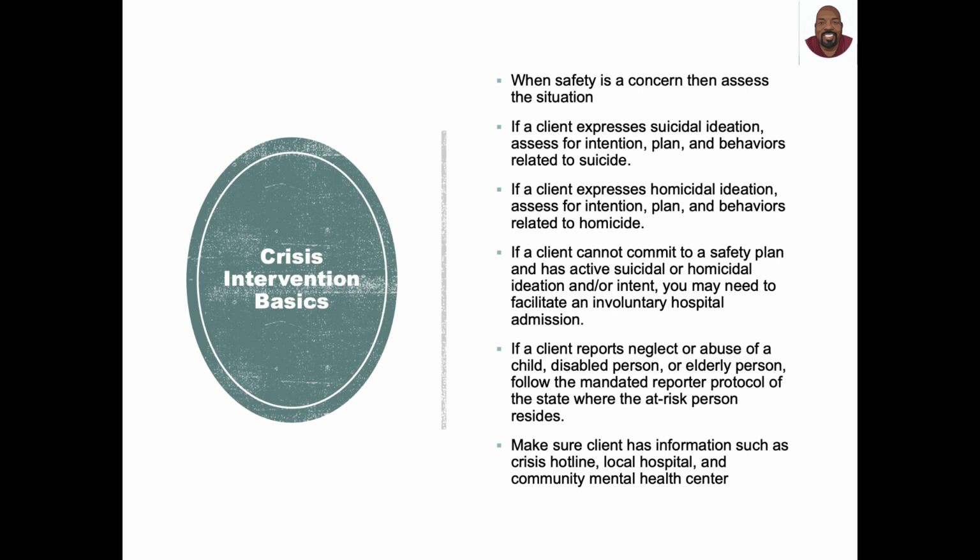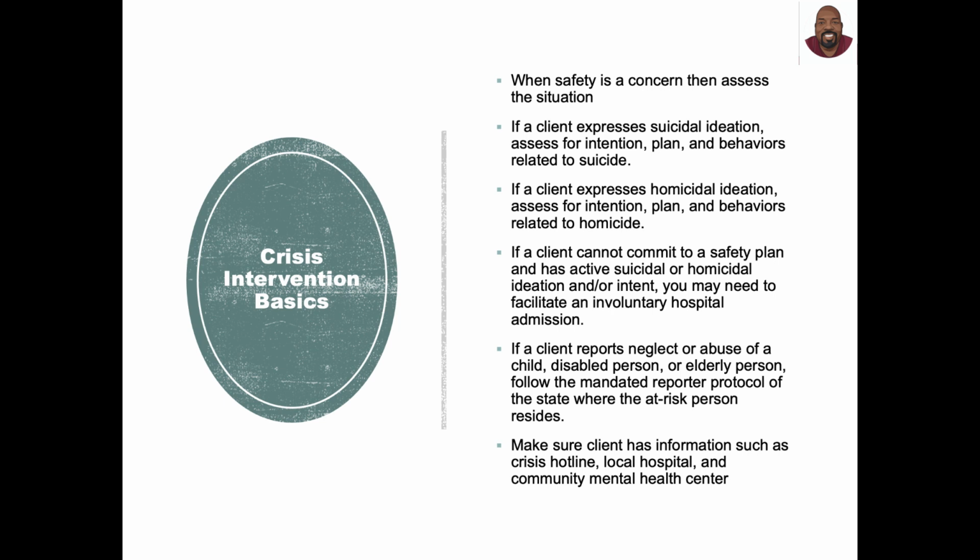If a client is reporting neglect or abuse of a child, disabled person, or an elderly person, follow your mandated reporter policy for your state where the at-risk person resides. And so if everybody's in the same state, then know what's going on in your state and what it says about mandated reporting. If your client happens to be in another state that you're licensed in and you're doing it across state lines, once again, what's the protocol for mandated reporting in that state? You need to know what that is, and if the potential victim is in another state, once again, check to know what the mandated reporting is for that specific state where they are.